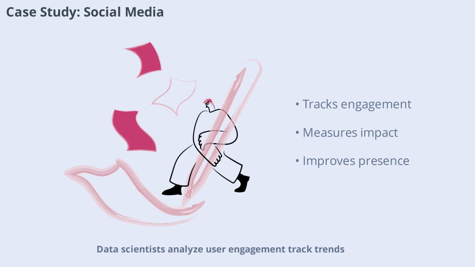Statistics plays a big role in social media analytics. Data scientists analyze user engagement, track trends, and measure campaign impact using statistical methods. This helps brands connect with their audience and improve their online presence.